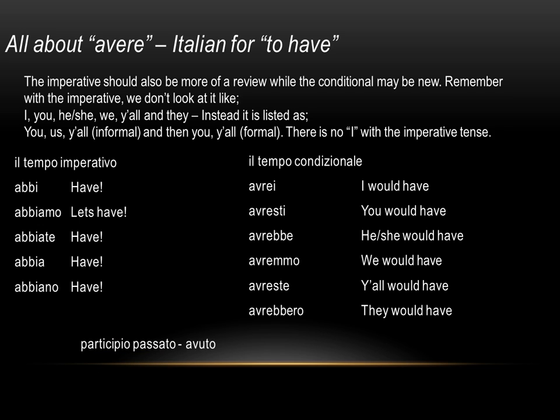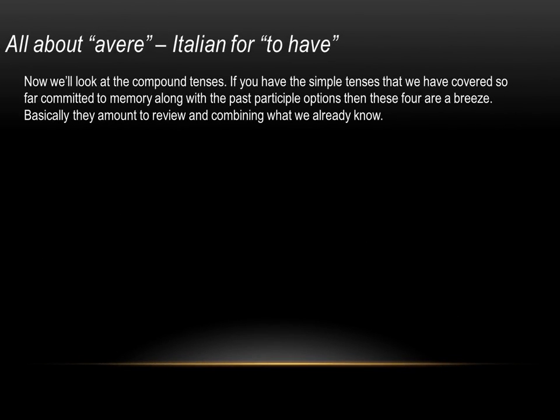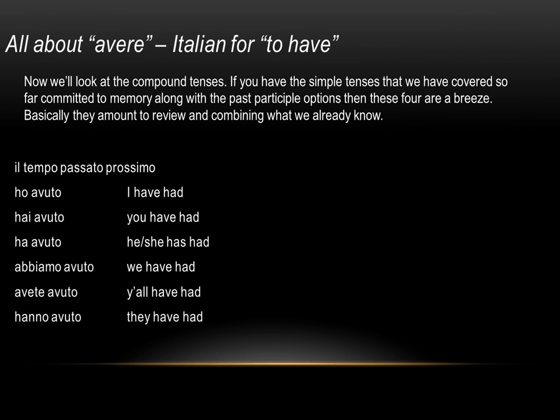And the participio passato, the past participle for avere, is avuto. So now, if you've studied all these tenses that we've reviewed so far, and you know the past participle avuto, these next tenses are a cakewalk. Basically, they amount to a review and combining of what we already know. For example, il tempo passato prossimo, which we refer to in English as the present perfect. Ho avuto, I have had. Okay, so you'll see avuto at the end of each of those, which is had, the past participle.